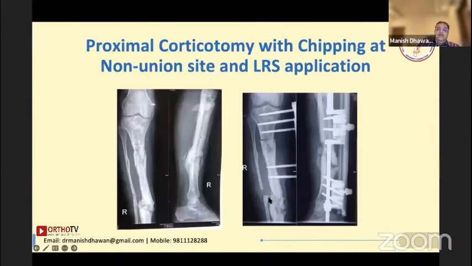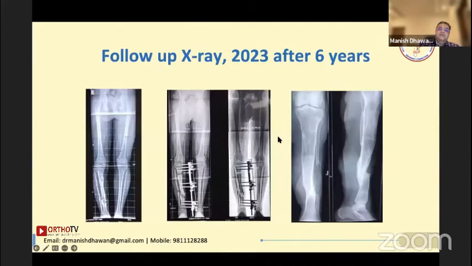So what I did is that I did the chipping technique. I chipped this whole thing. You can see I've done the chipping here. I did a proximal corticotomy. And you can see distraction was done for the limb.